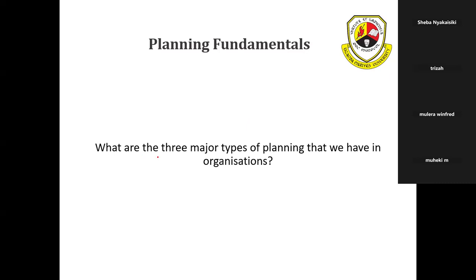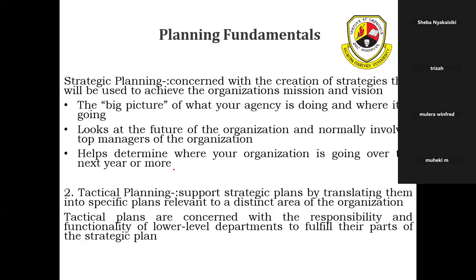What are the three major types of planning that we have within organizations? We have strategic planning, tactical planning, and operational planning. So strategic, this one is the creative part. It's painting a picture of what your organization is doing and where it's looking towards. This one gives direction on where your organization is going to move in the next year or two. So this one is painting a picture.